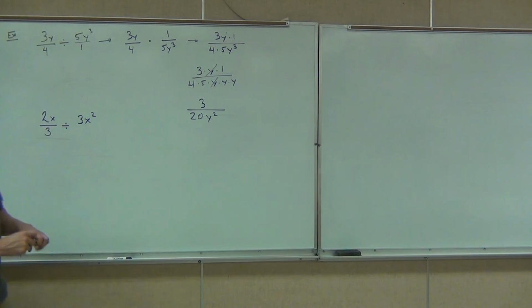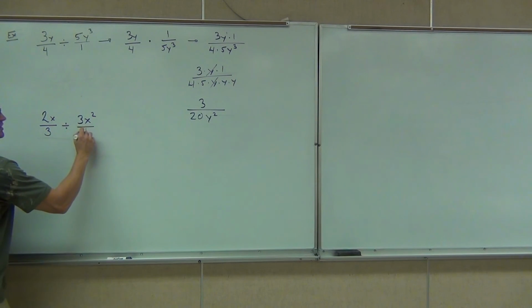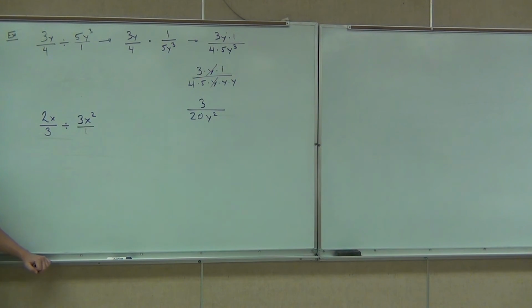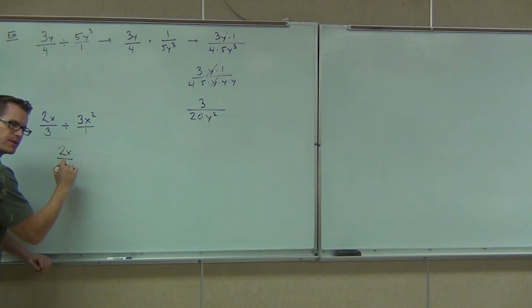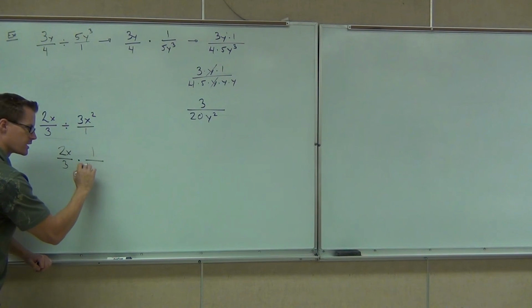All right, so let's handle this problem. We're going to make this into a fraction first. Just put that thing over 1. Of course, division means we've got to multiply by the reciprocal of the second fraction. So instead of 2x over 3 divided by 3x squared, we're going to have 2x over 3. That one doesn't change, but now we're going to multiply by 1 over 3x squared.